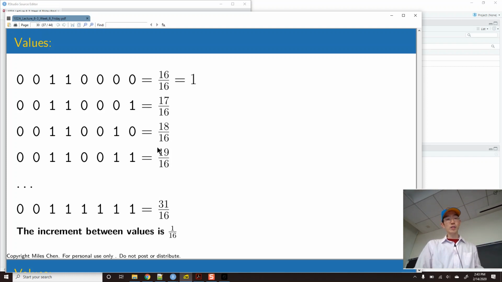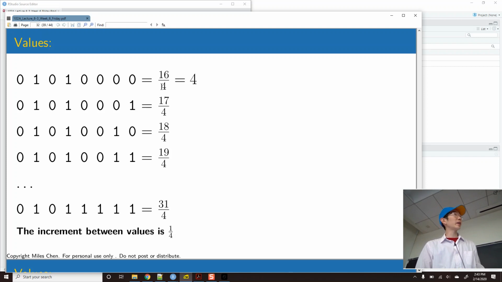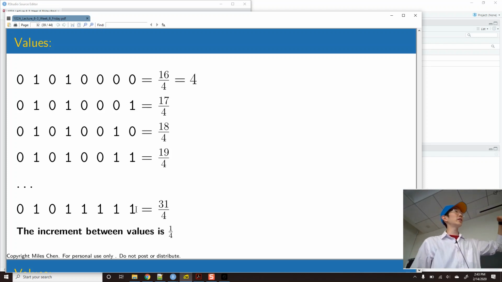So if you look at this, we keep counting up like this, and then after 31/8, the next will be 32/8, or 4. And then now we'd be incrementing by fourths. So every time we fill out the mantissa bits, we've got 4 mantissa bits, and every time we fill these out with all ones, then at the next point, our increments double in size. So we got 16/4, 17/4, 18/4, so on and so forth, up to 31/4.